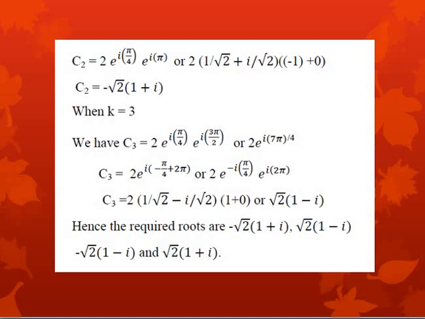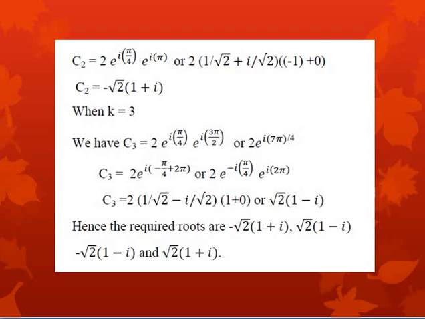Then we put k equal to 3 in equation 1. We have c3 equal to 2 e power i pi by 4 into e power i 3 pi by 2, or we may write this as 2 e power i 7 pi by 4. That 7 i pi by 4 is written as minus pi by 4 plus 2 pi, so that we have 2 e power minus i pi by 4 into e power i 2 pi. Then replace e power minus i pi by 4 by 1 by root 2 minus i by root 2, and e power i 2 pi is 1 plus 0 i. Finally we get root 2 into 1 minus i.